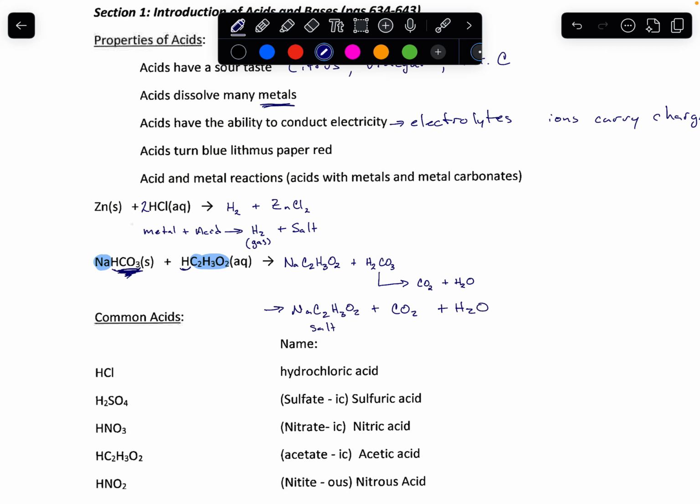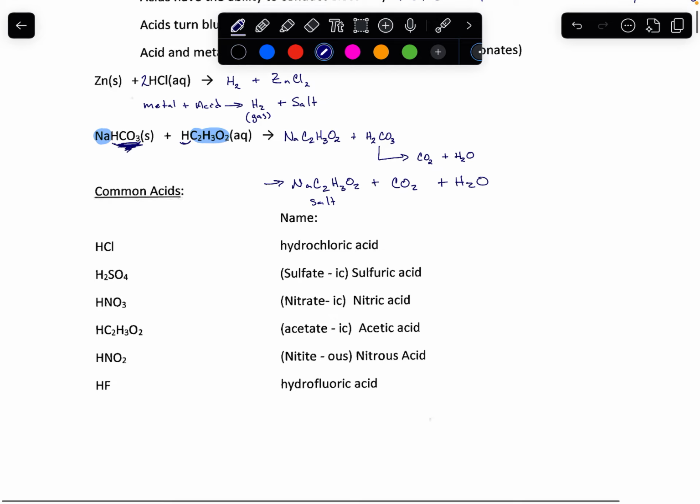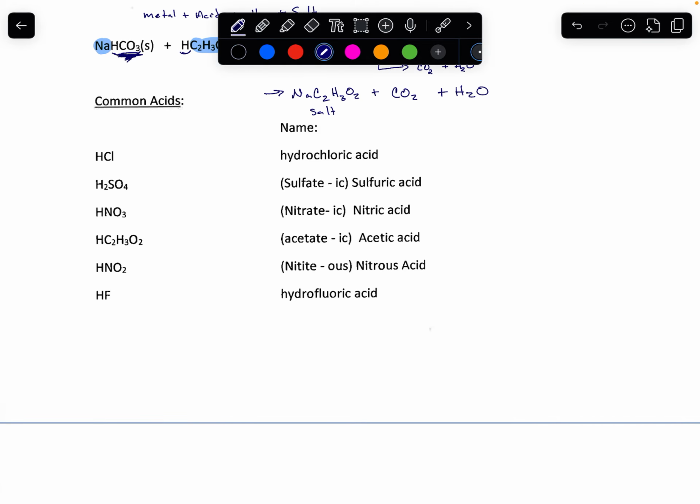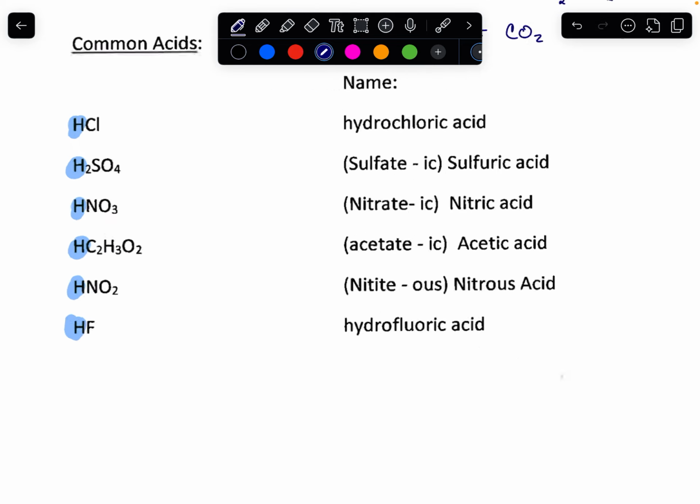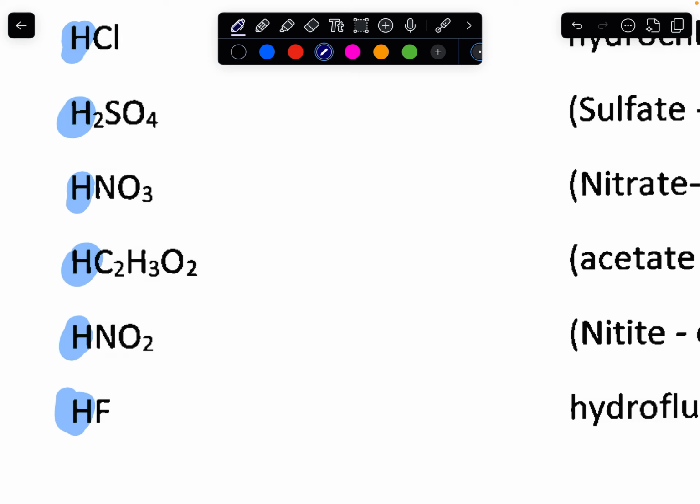All right, so those are the main properties of acids. Let's take a look at some acids. We have some common ones here, along with their names. If you look, you'll notice that all of the acids listed here have hydrogen in front. The majority of acids are written this way: the hydrogen first, and then the rest of the molecule. One example where that might not be the case is acetic acid. Sometimes you'll see it written like it is here, HC2H3O2.